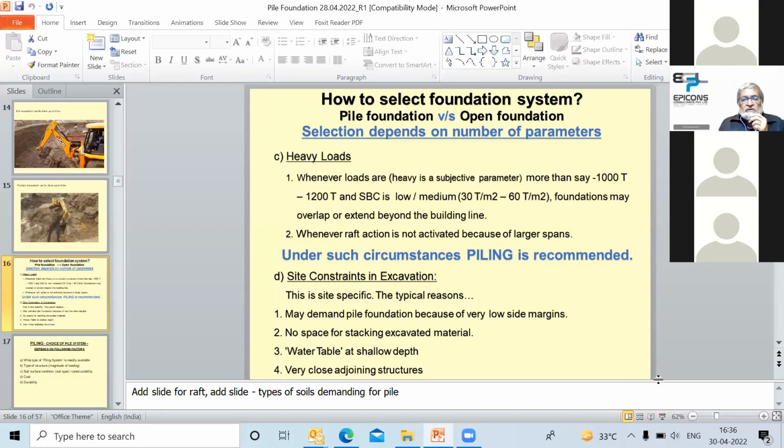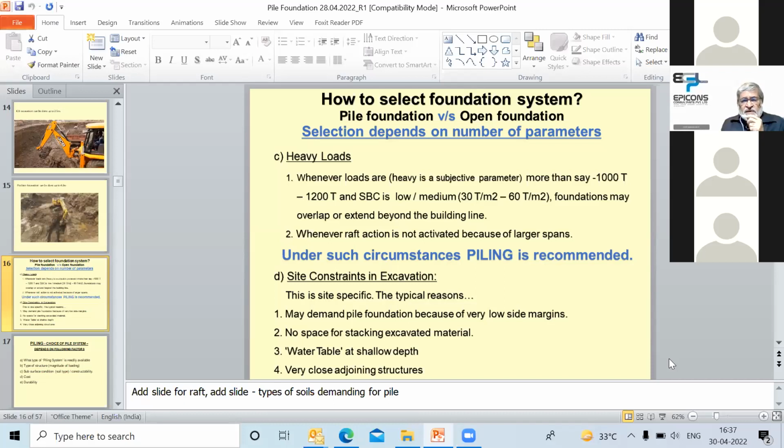When a raft, or sometimes if the column spacing is large, especially in typically IT kind of building, the raft action may not get activated. Under such circumstances, piling is recommended. Site constraint. What kind of constraints can come?